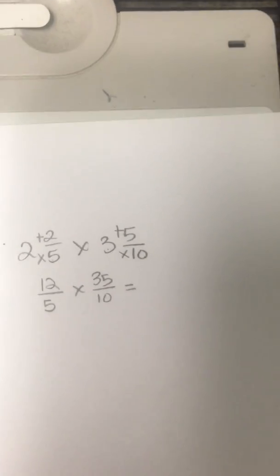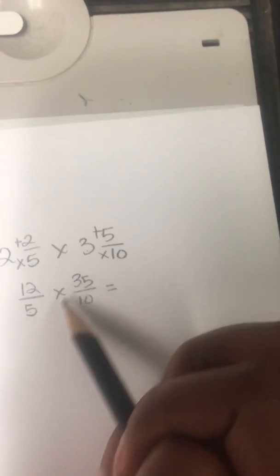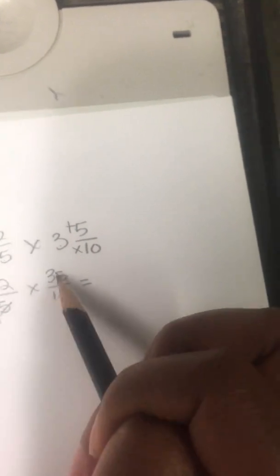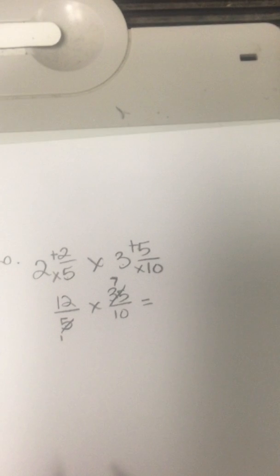Okay, if you are able to cross cancel, you would look here like you're looking across. 5 will go into 5 one time. 5 goes into 35 7 times. All right, I just divided.